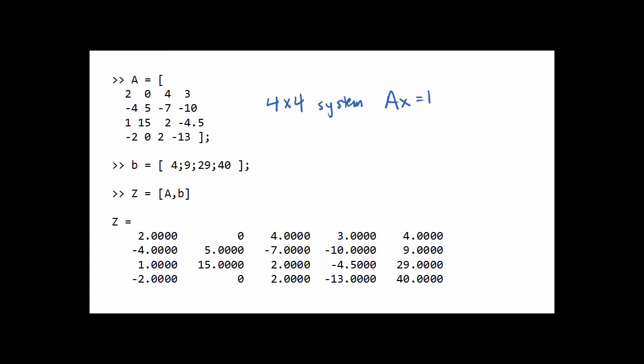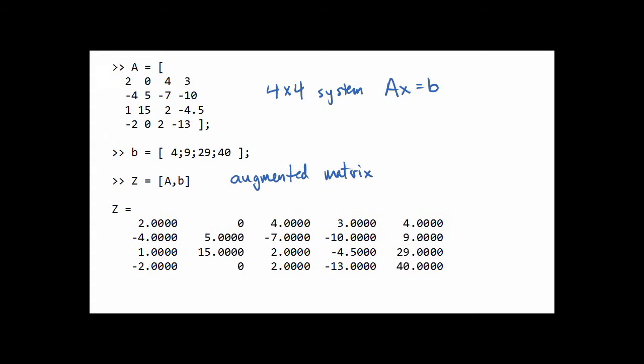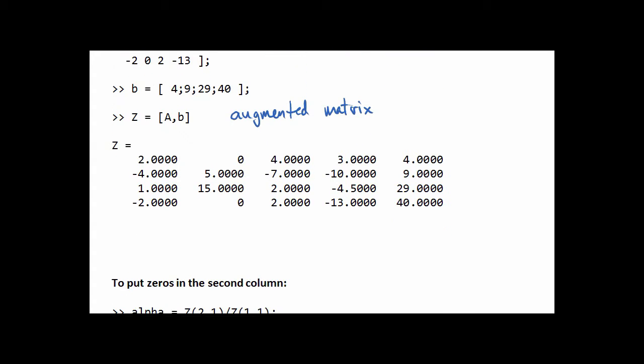AX equals B. So A and B are given here. And what we normally teach you to do is create a matrix Z. I'm calling it Z here. In linear algebra we call this the augmented matrix for the system. It contains the columns of A plus an extra column for the right-hand side vector B. So this is what we call Z. It represents the whole system.